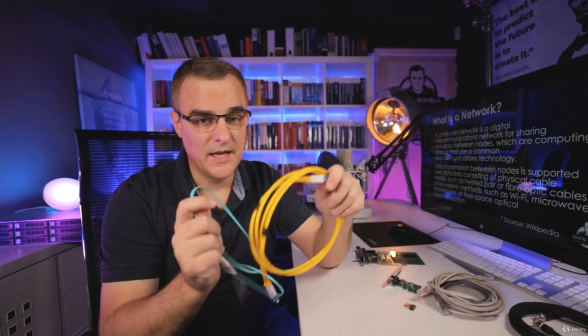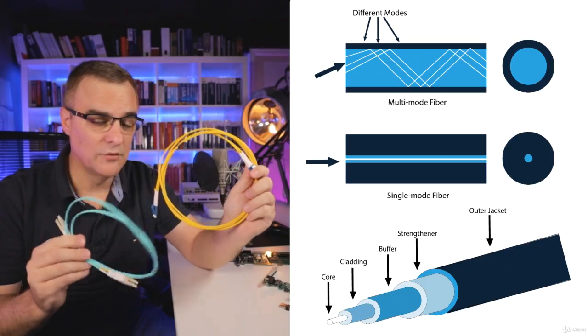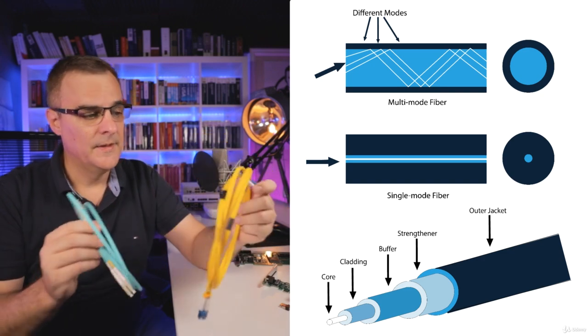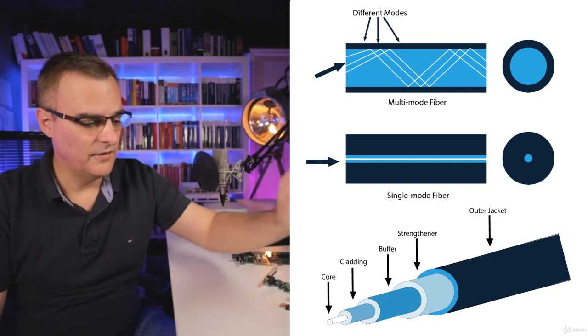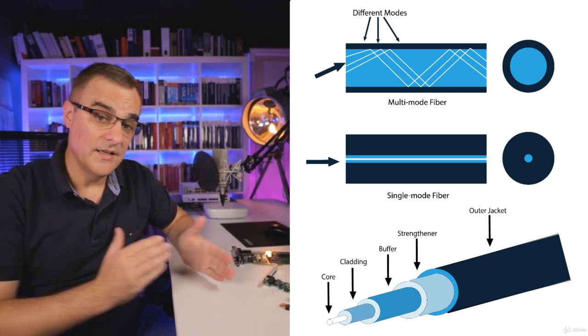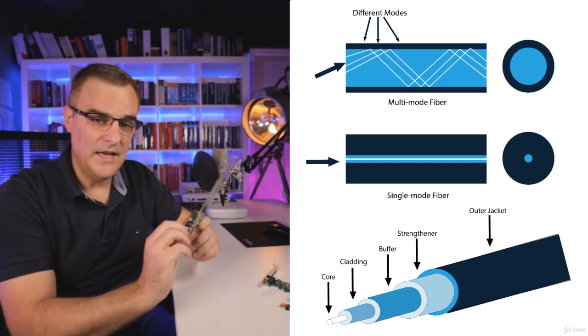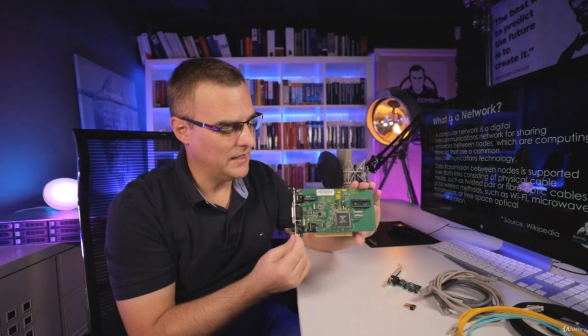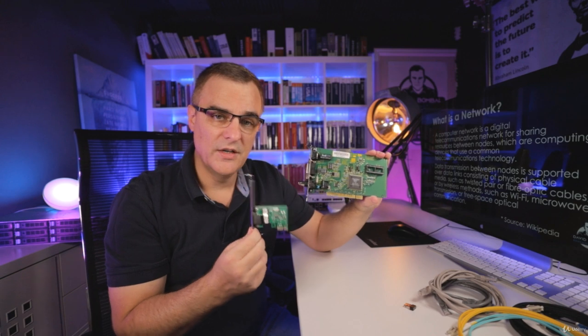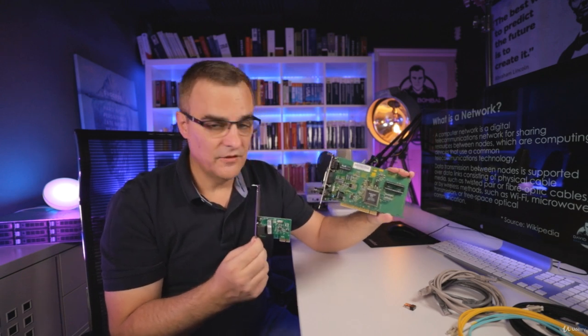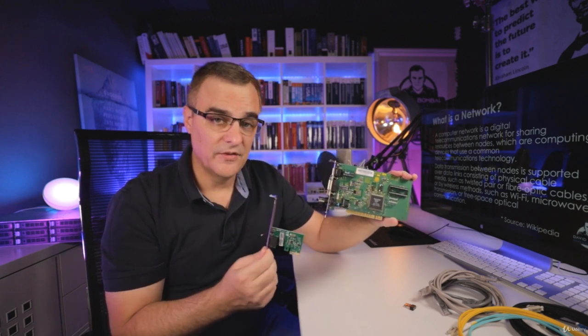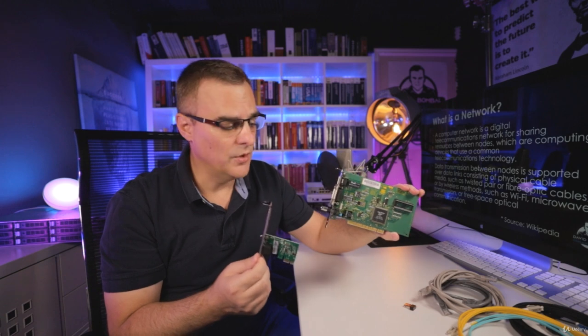Today we tend to use UTP, so unshielded twisted pair cabling like this. That's very common. Or we use fiber cables, and there are different types of fiber cables. I'll talk more about fiber cables later. We have multi-mode fiber and single-mode fiber. But the idea is that I have a network interface card like this, or a more modern example like this. This gets inserted into a computer, and this is how I gain access to the network.